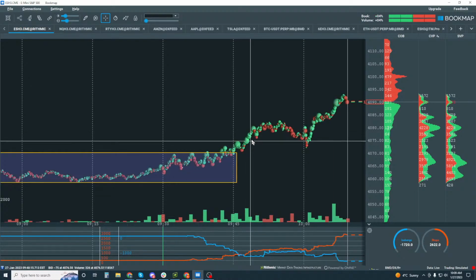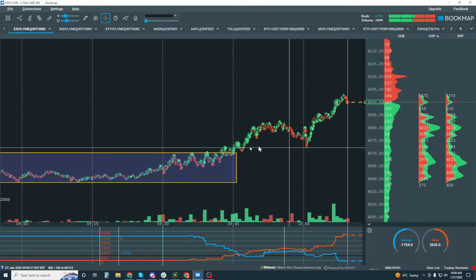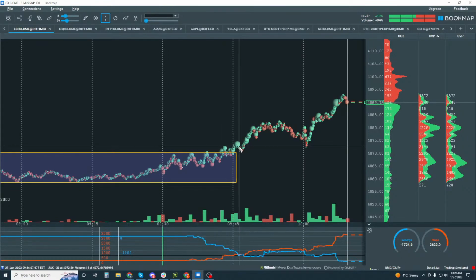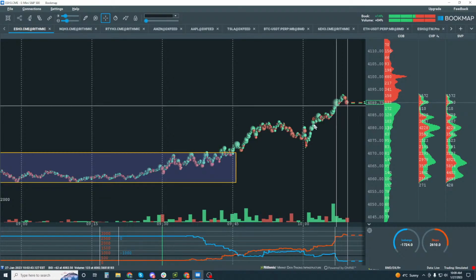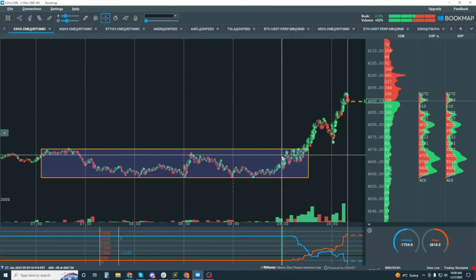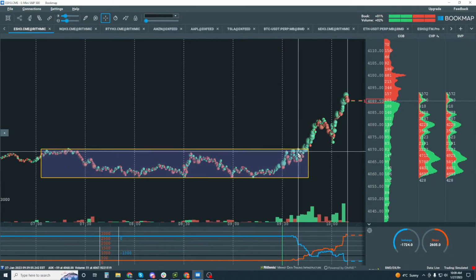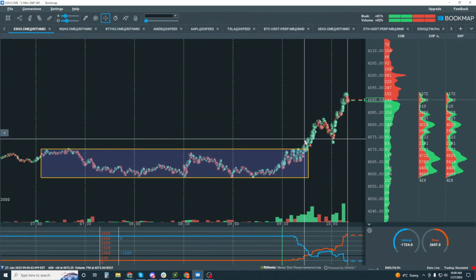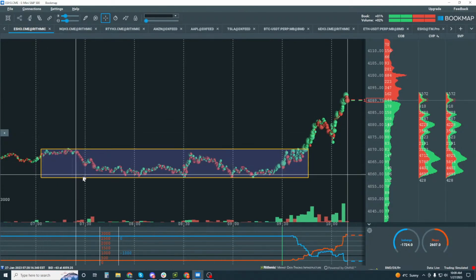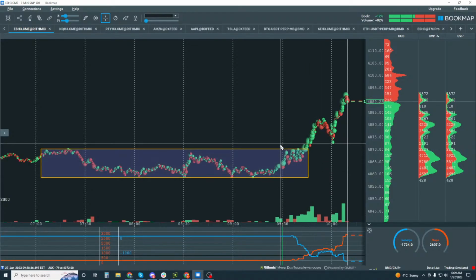All right. Now look at the pullback too. It came back and kind of retested where that big buying took place right here, and bounced off of it and continued on. So when you look for a breakout trade, this is what you're looking for. This kind of volume to pull it away from this area here.